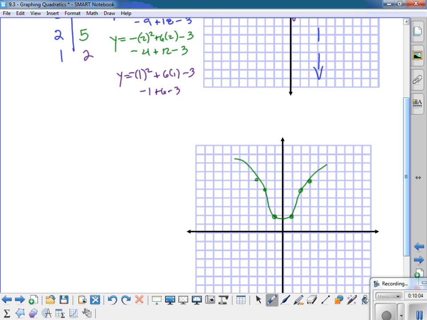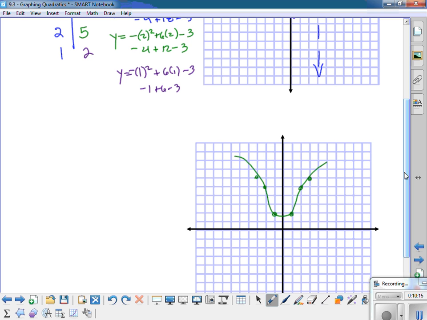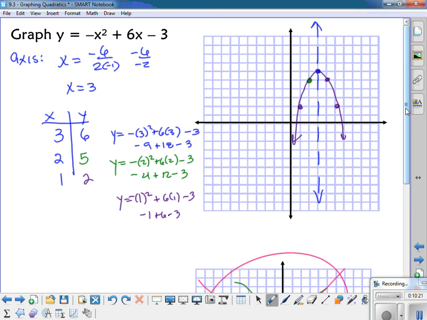Now, does that make sense? Does that look like a parabola? No. Plus, we were expecting it to go down, weren't we? But I cannot tell you how many times I have seen that. So that's why it's really, really important that you graph your axis of symmetry so you know where your mirror is, okay? Then it'll look right. Does that make sense? Okay.